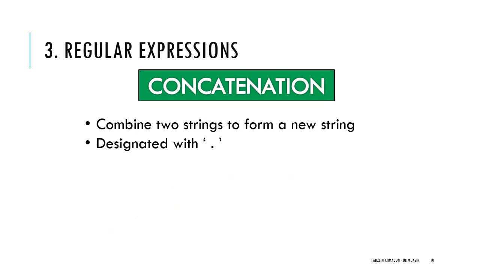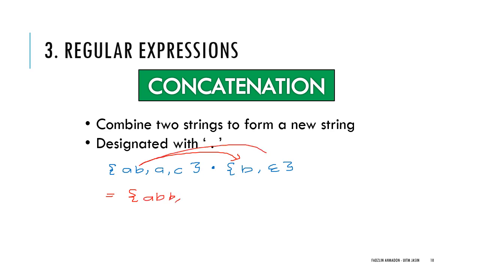Concatenation, meanwhile, combines two strings to form a set of new strings. This is like doing an expand operation in mathematics. So for example, if we have the first set, we have these elements inside of it: AB, A, and C. And then we want to concatenate it with the second set that has B and epsilon. So to do a concatenation operation is like an expand operation. So AB and B, we will get ABB. Okay. AB and epsilon, we will get AB.